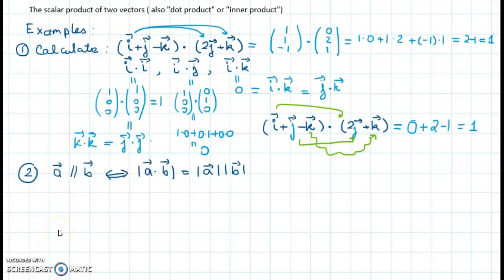For the second example, we want to show that two vectors are parallel if and only if the absolute value of their dot product is equal to the product of their lengths. So let's look at this. If we know that the vectors are parallel, then that means that we have two options: either the angle between them, theta, is equal to 0, or the angle between them, theta, is equal to 180 degrees.